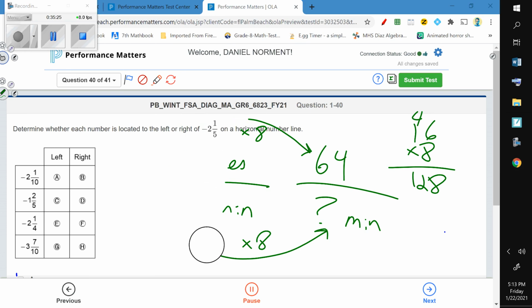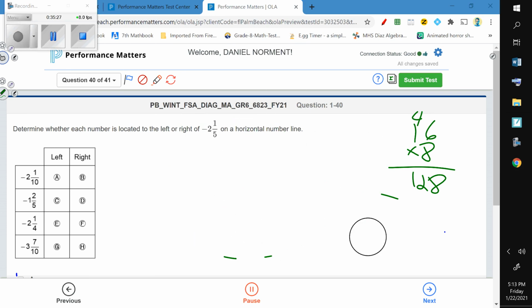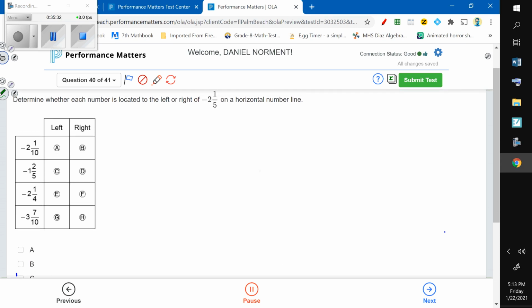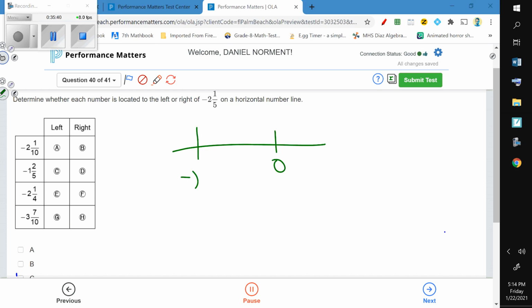Ooh, I'm probably not even going to give this one on the thing. Determine whether each number is located to the left or right of negative 2 1/5 on a horizontal number line. Yeah, this one can be tricky. This is actually really tricky. So here's 0. Here's negative 2 1/5, which is negative 2.2. So negative 2 1/10.